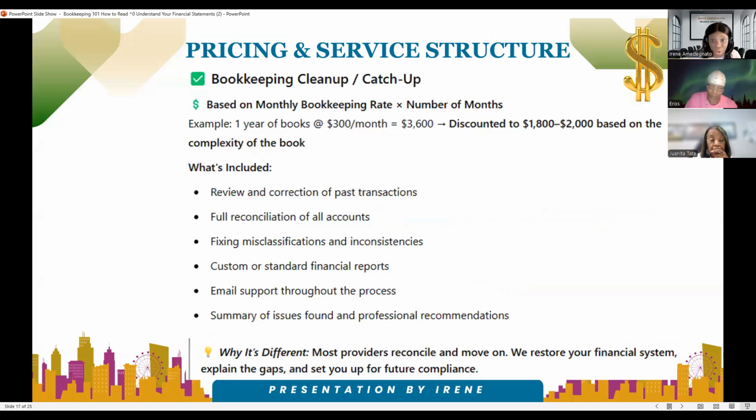And when it comes to the cleanup and fix, what is included? I'm going to review and correct the past transactions, and then do a full reconciliation of all the accounts. Yes, that is also another mandatory task. I will do that and fix any misclassification.